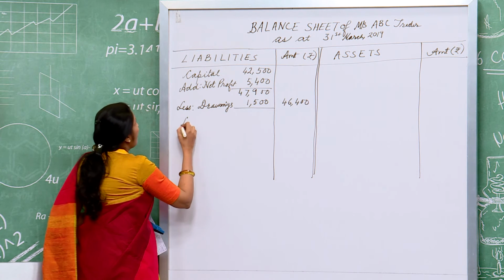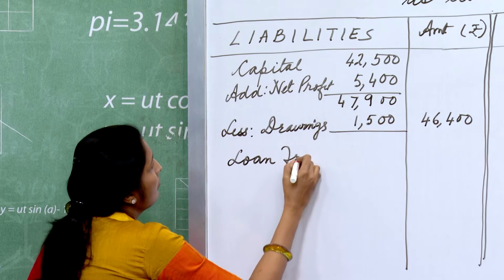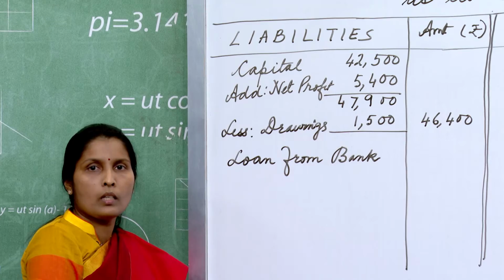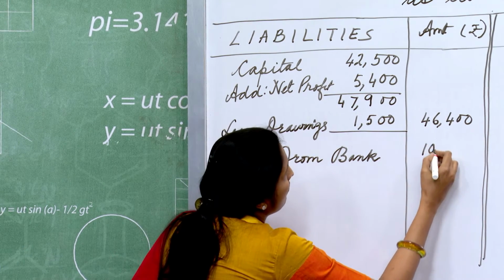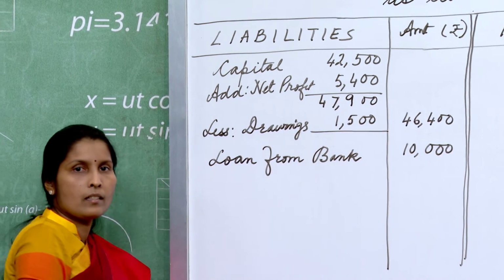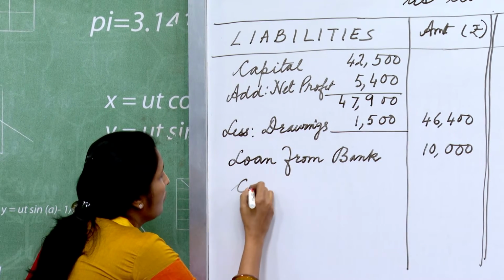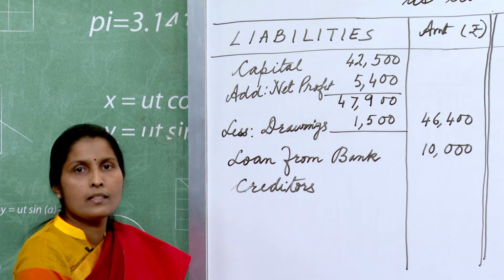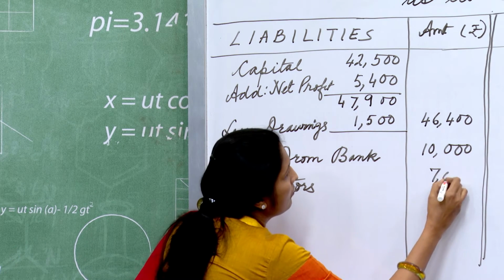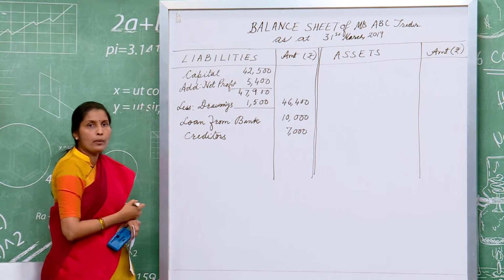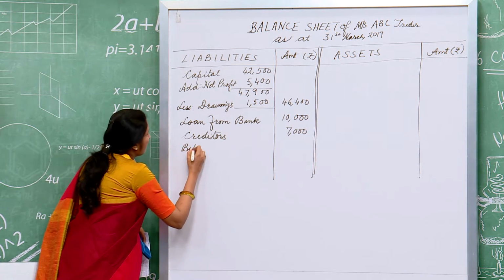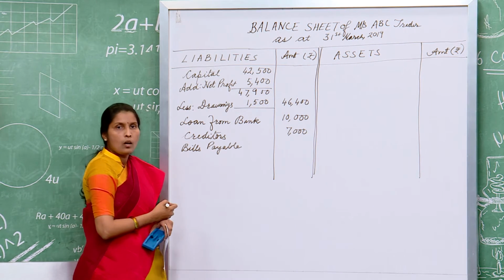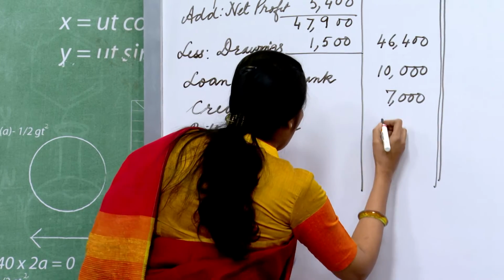Next liability we have is loan from bank. The amount given to us is 10,000. Next liability we have is creditors. The amount of creditors given to us is 7,000. Next we have bills payable. The amount of bills payable given to us is 1,360.